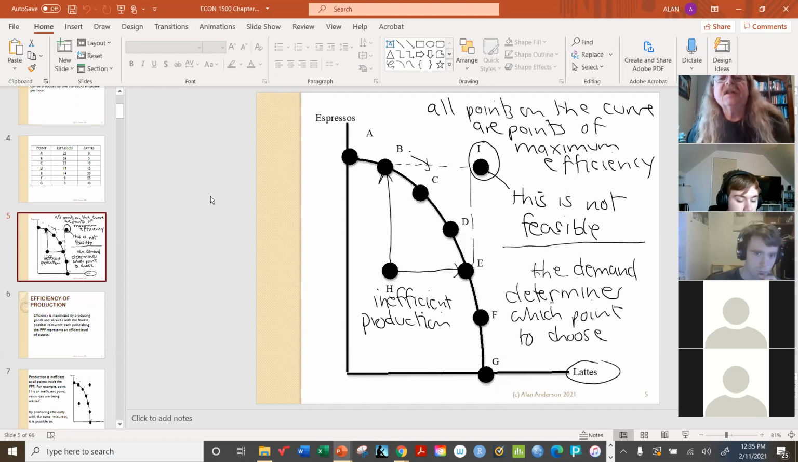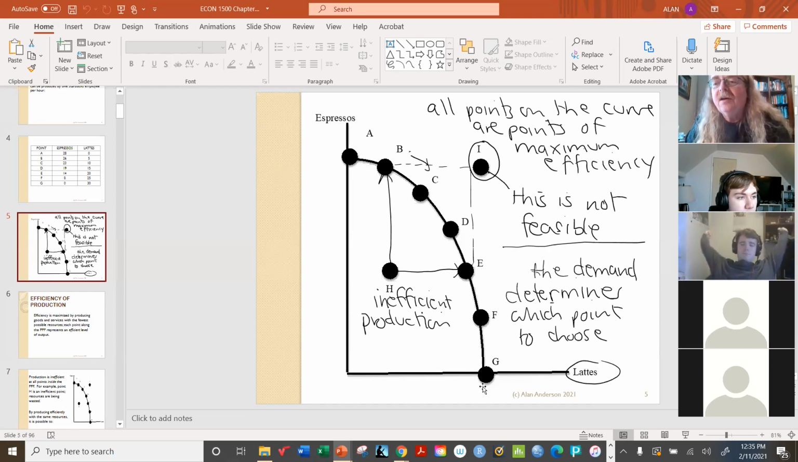And if you recall, we discussed the idea that all the points right on the curve are points of maximum efficiency. In other words, if you're on this curve, you're producing these products with no waste. The workers aren't goofing around, you didn't spill the espresso beans on the floor, the machines aren't breaking down. Everything's going fine. So ideally, you want to produce at one of these points.